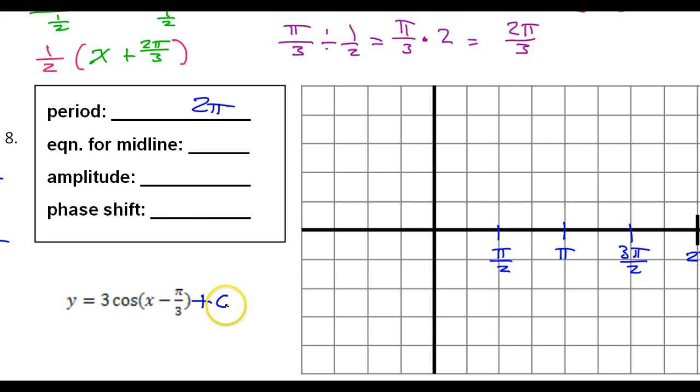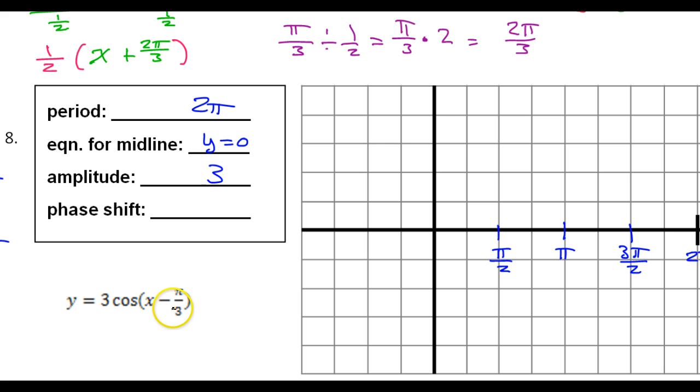The equation of the midline comes from a vertical shift being added or subtracted on the end, but there is nothing. So that means y equals 0. The x-axis continues to be the midline for this problem. Okay, great. What about the amplitude? Well, that's going to be 3. If this were negative, the amplitude is always positive, but it doesn't matter, it's 3 right now.